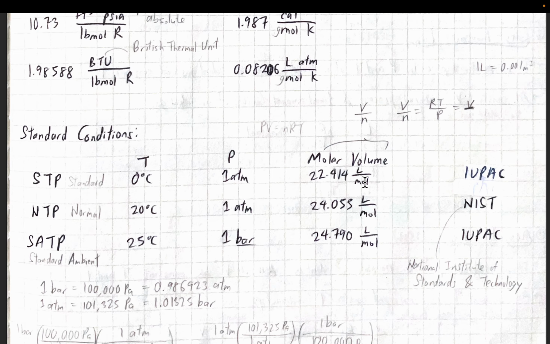So the logic is the same, no? For NTP and SATP, you just substitute the appropriate corresponding temperature and pressure values. For normal temperature and pressure, 20 degrees Celsius, in other words 293.15 Kelvin, and still 1 atmosphere for the pressure. And for SATP, the temperature is 298.15 Kelvin or 25 degrees Celsius.